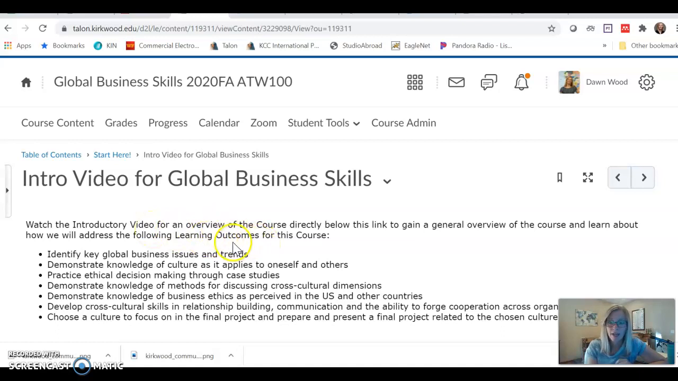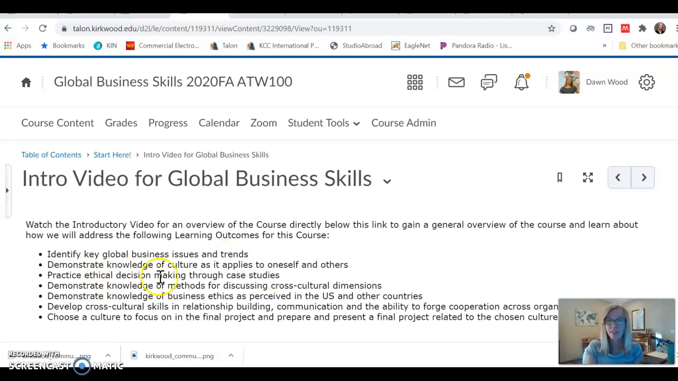So here we can read, the very first one is to identify key global business issues and trends. So we'll have some activities and readings related to that. And then the second one here is to demonstrate knowledge of culture as it applies to oneself and others. So there'll be a couple or 3 weeks where we're talking about culture itself, understanding our own culture and how that applies to other cultures. So that's a very important objective.